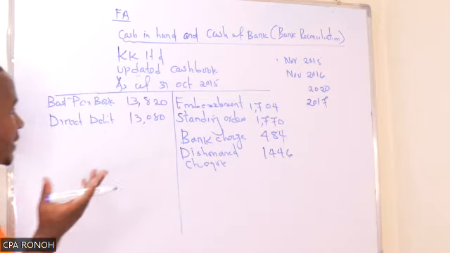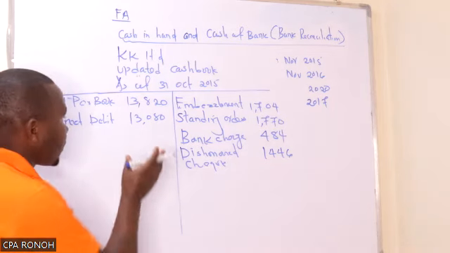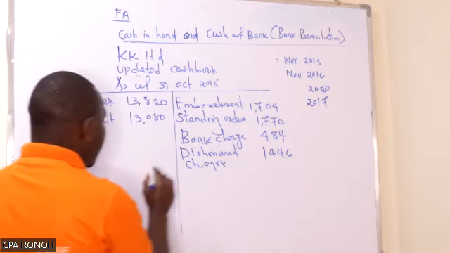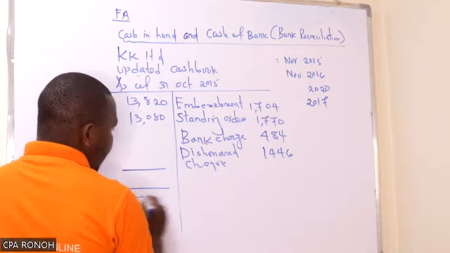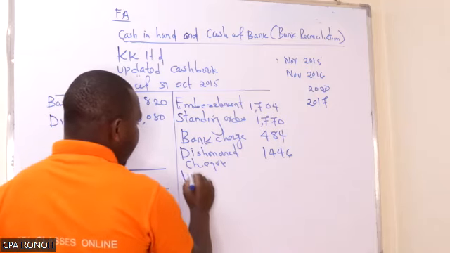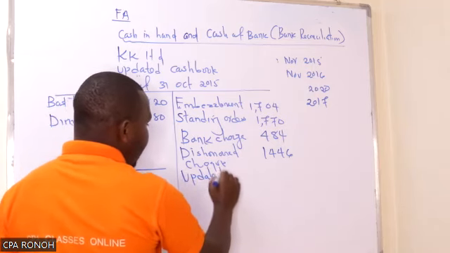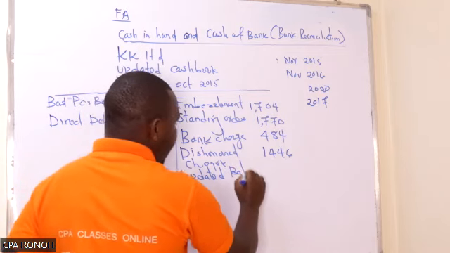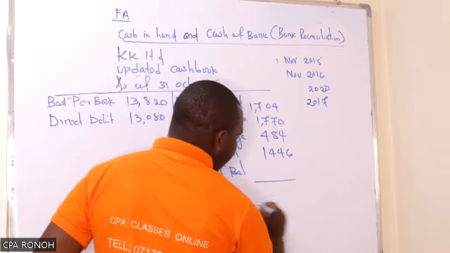So get me the updated balance. I don't know which side is more, but by the look of these figures, the debit side is more. So get the updated balance as we join.